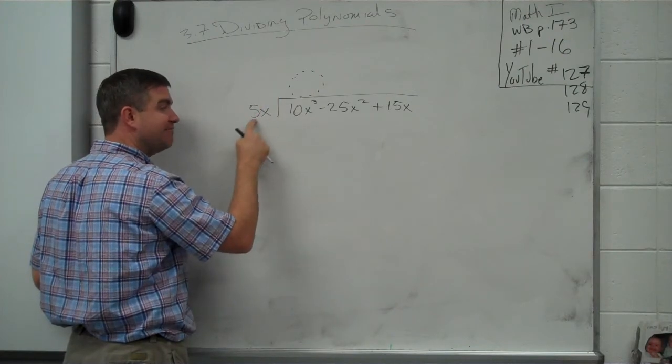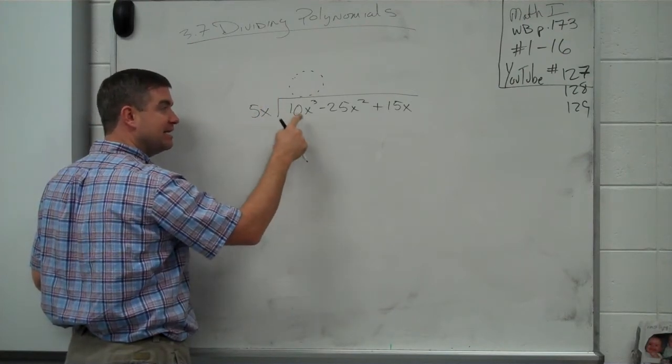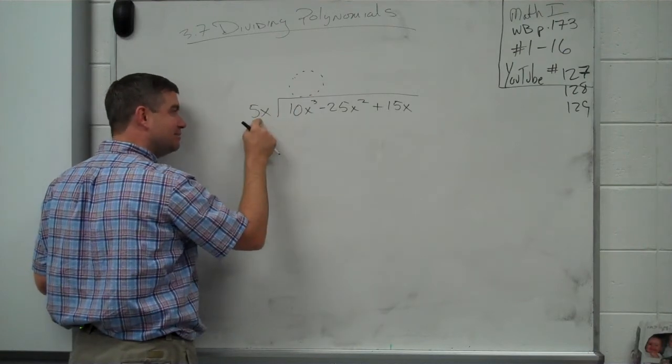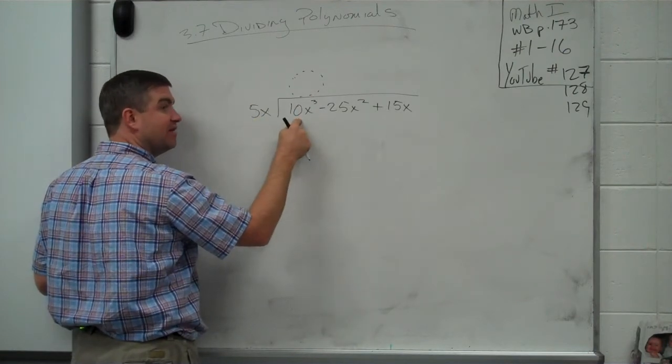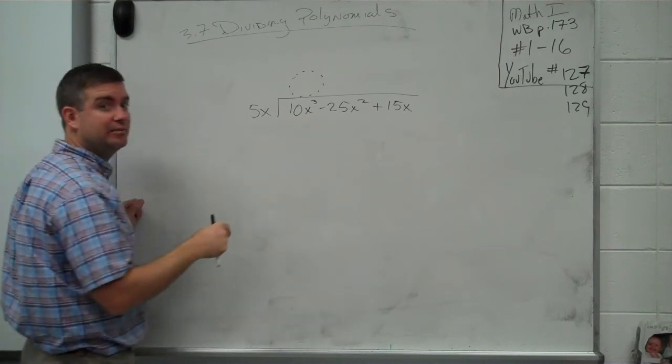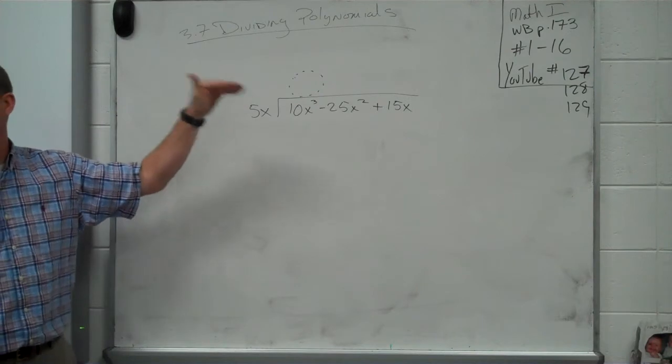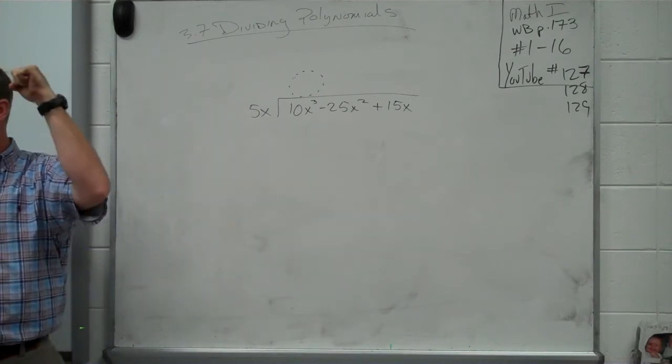Alright. Right here, we are going to put a number and possibly a variable that we are going to multiply 5x by that gives us exactly this value. That times that gives us this value. Anybody know what it's going to be? What do I multiply 5x by to give me 10x cubed?